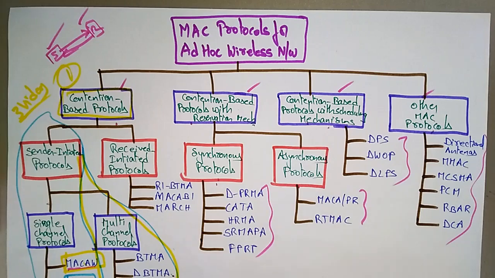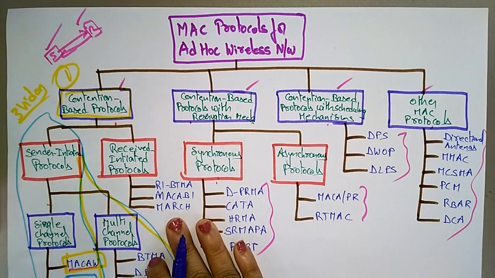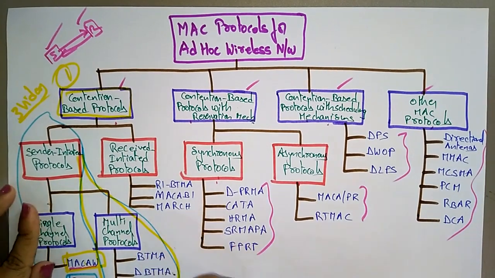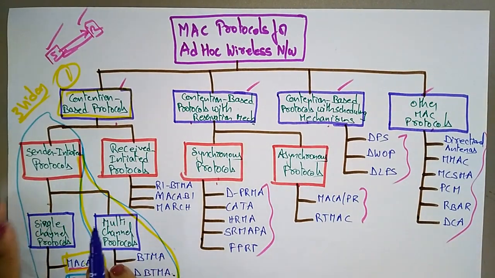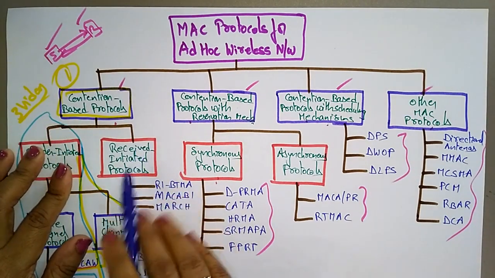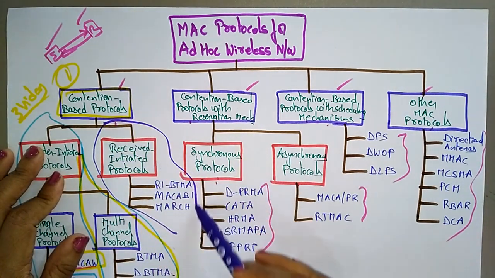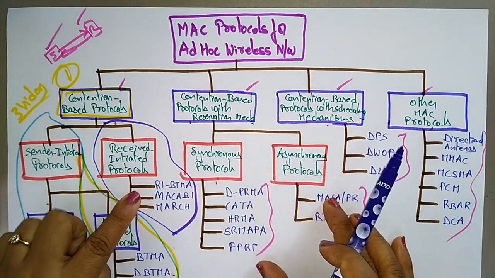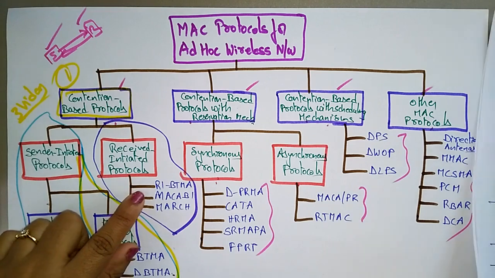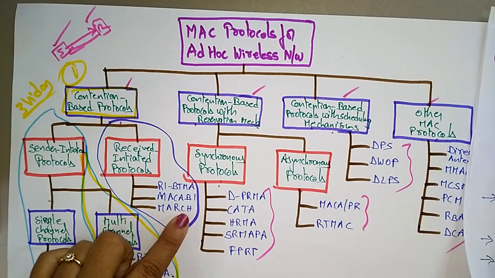Hi students, welcome back. Let's continue with the contention based protocols, the classification of MAC protocols. So far we have seen the sender initiated protocols in the single channel and the multi-channel. Now let's see the contention based protocol in the receiver initiated. The receiver initiated protocols are RIBTMA, MACA-BI and MARCH.